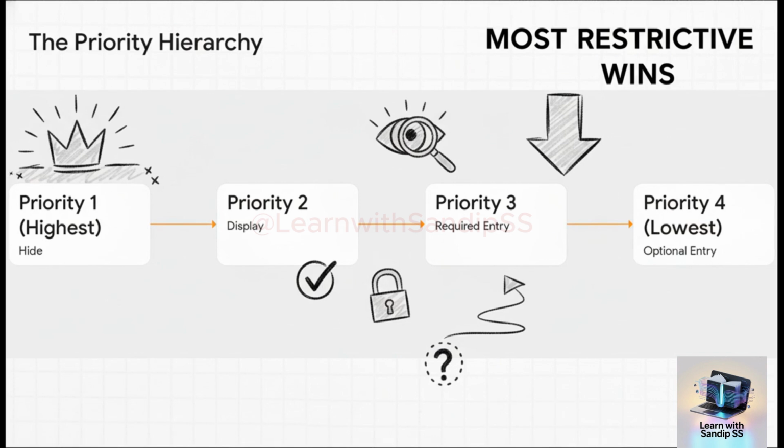And here they are, the hierarchy of rules. At the very top, the undisputed champion is hide. If any key says to hide a field, it's gone. Game over. Nothing can bring it back. Next down the list is display, followed by required entry. And way down at the bottom, the weakest of them all, is optional entry. The easiest way to remember this? The strictest setting always wins. Hide is the strictest, optional is the most lenient.